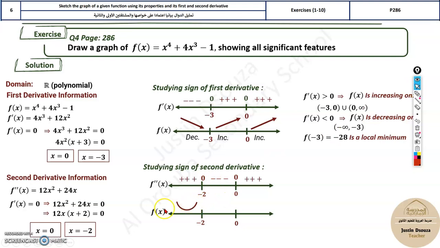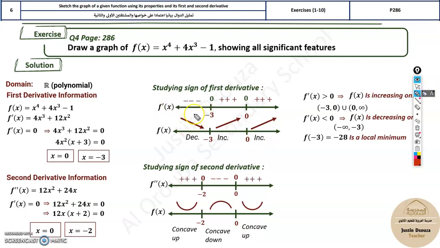Now once you solve it, you will get plus, minus, plus. So wherever it's plus, it opens upwards. Wherever it's minus, it opens downwards. And wherever it's plus again, it opens upwards. So it's concave up, down, and up.